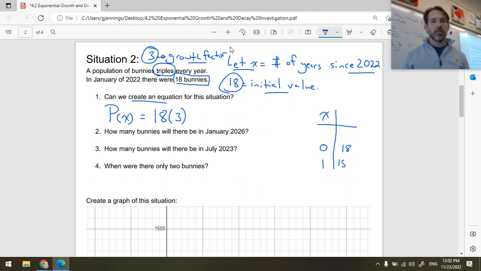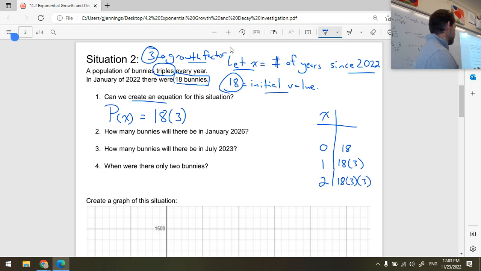It'll be 18 multiplied by 3. It should triple. Okay. And then after 2 years, what's going to happen to the population? Well, that population growth after 1 year, all of those new bunnies, they triple their numbers as well. So we'll have 18 times 3, but then times 3 again.